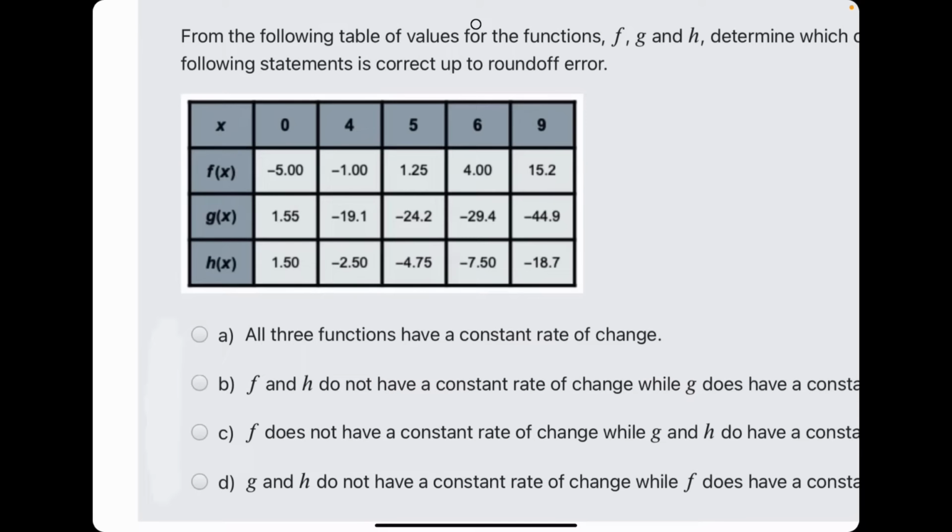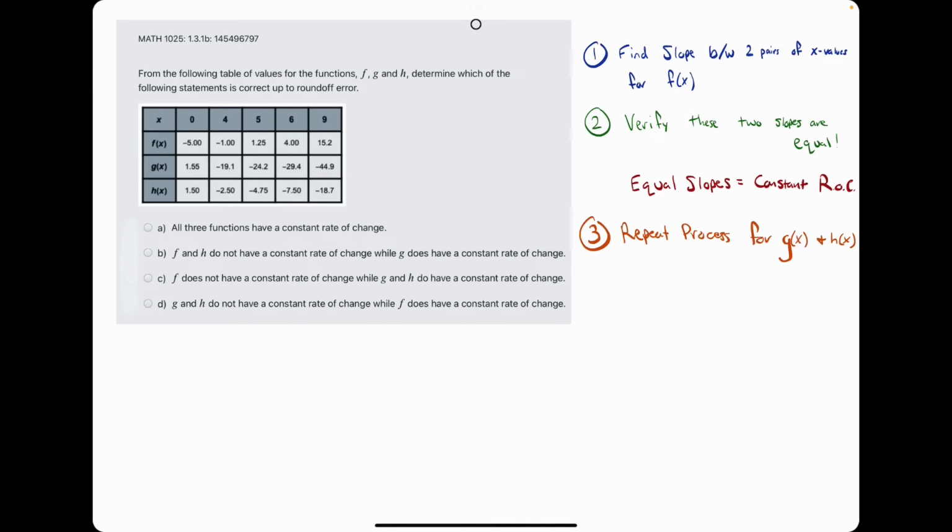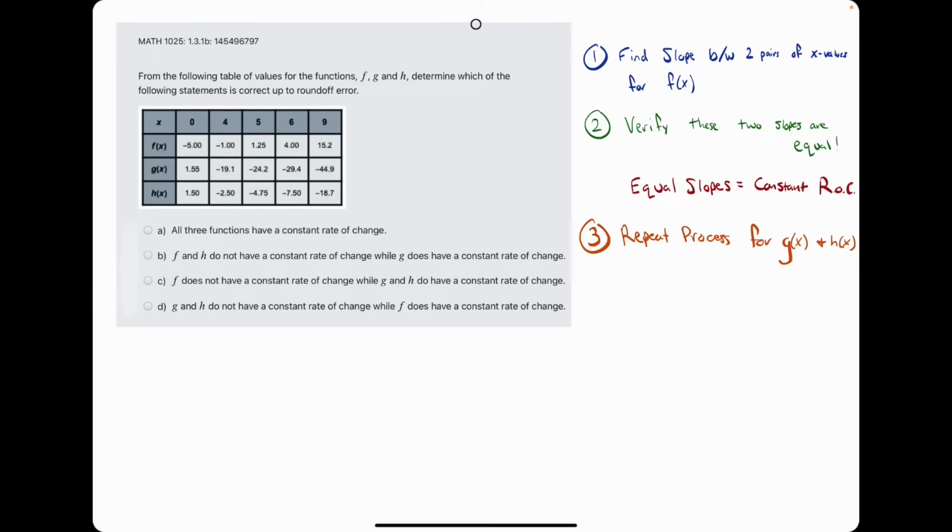Okie dokie. In this problem, we are given a table of x values and function values for three different functions, f, g, and h, and the question is whether or not these functions have constant rates of change. In other words, do they have a constant slope the entire time?